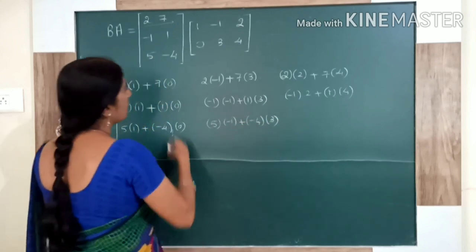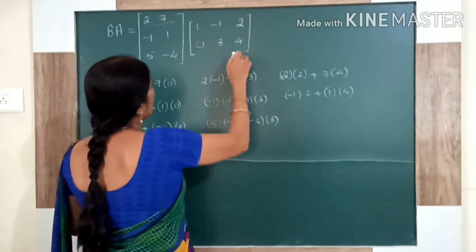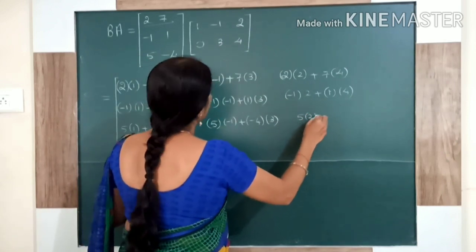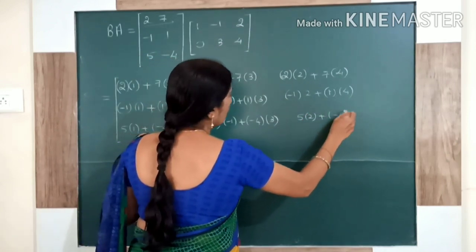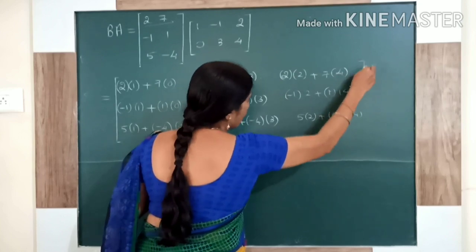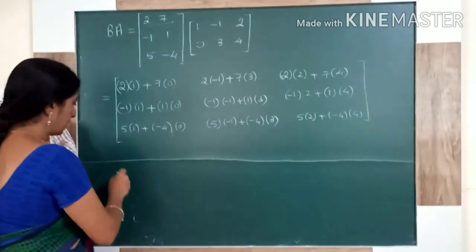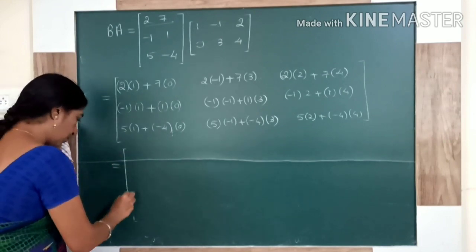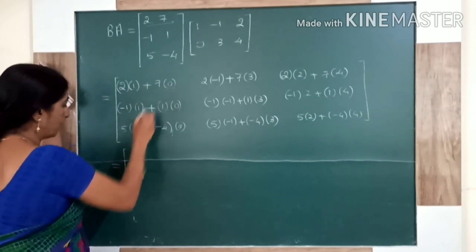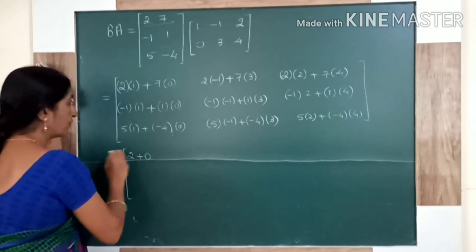Corresponding elements. Third row with third column. And remember one thing, after multiplication of each row with column, in between them in the middle we have to leave some place. After that, go for multiplication. Just simplify, multiply them and write down.